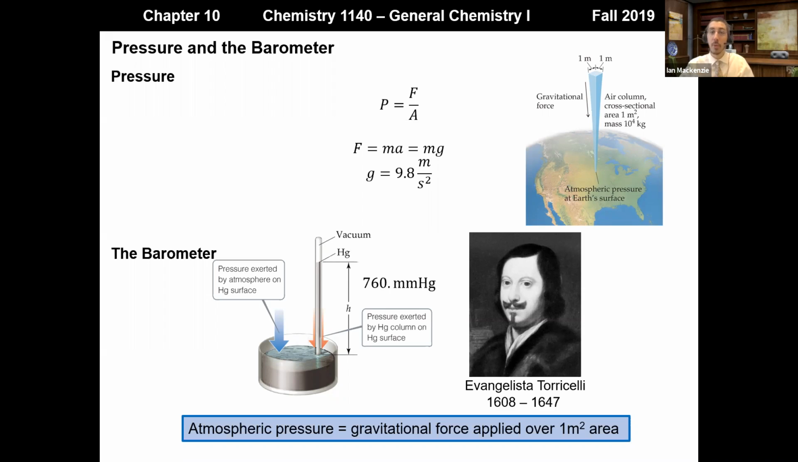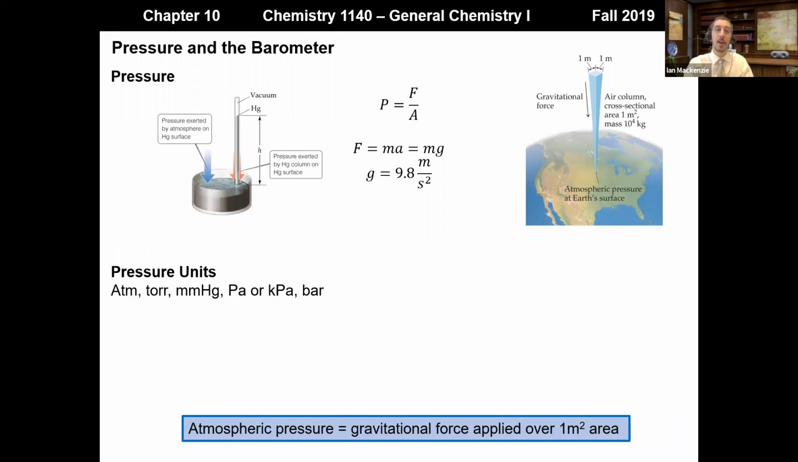So now we have a different unit for atmospheric pressure in terms of millimeters of mercury rather than pascals. So we've got these two different units, millimeters of mercury and pascals, and it turns out we actually have a large number of pressure units. So we've got atmospheres, we've got torr. Torr is actually essentially the renaming of millimeters of mercury in honor of Evangelista Torricelli. And then we've got pascals or kilopascals. There's also a unit known as the bar.